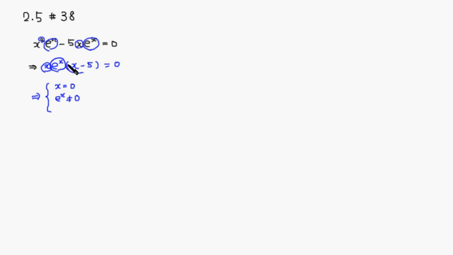Then the last factor is the quantity x minus 5. So you have x minus 5 equal to 0. From here, we get x equals 5 by adding 5 to both sides. Therefore, the x values are going to be 0 right here, and positive 5. So those are the x values.